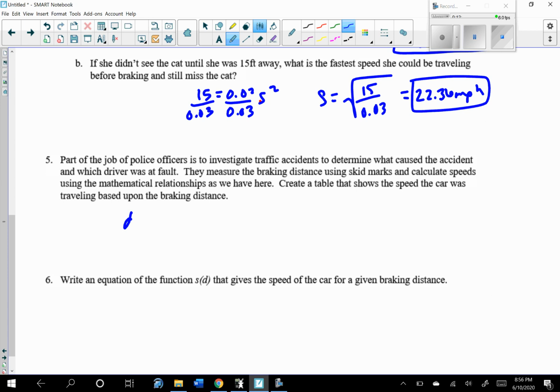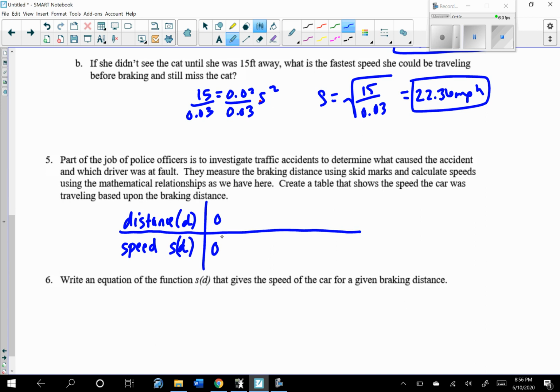So the distance would be your x, or in this case, we're using d for distance. And this is going to be the y, the speed. So we're now doing s of d. So if the distance is 0, then the speed would be 0, of course.